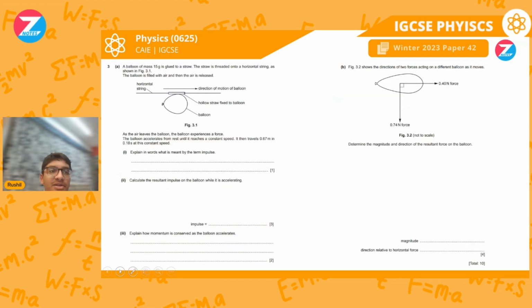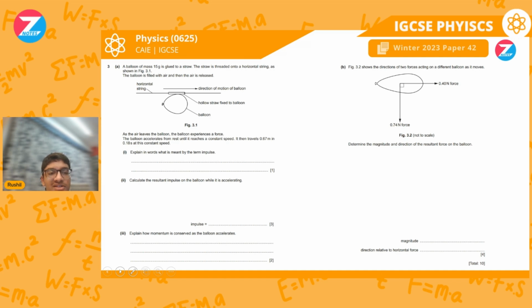Part C shows a balloon of mass 15 grams which is glued to a straw, which is then threaded onto a horizontal string. The balloon is filled with air and then the air is released. As the air leaves, the balloon experiences a force. The balloon accelerates from rest until it reaches a constant speed. It then travels 0.67 meters in 0.18 seconds at this constant speed.